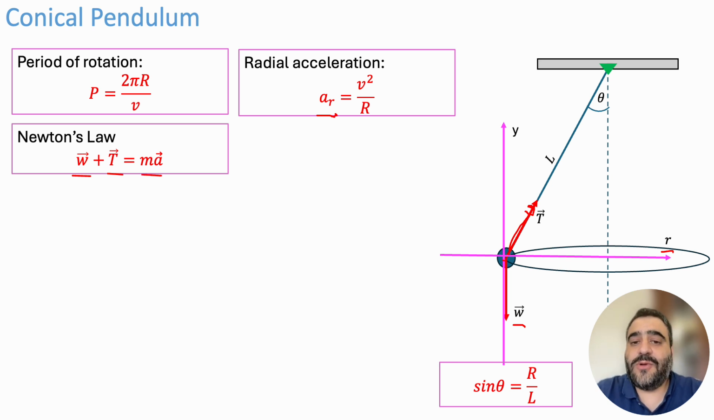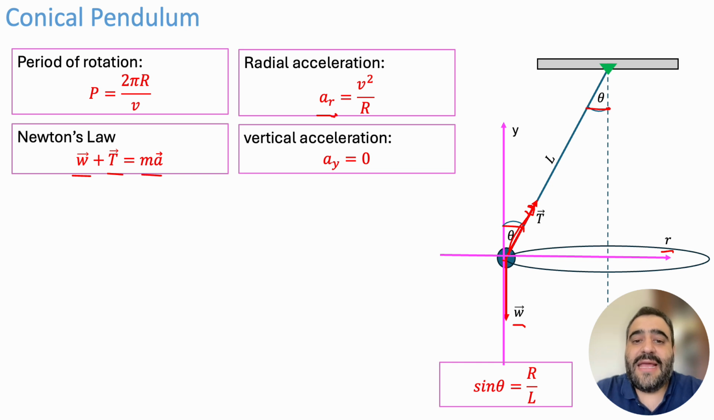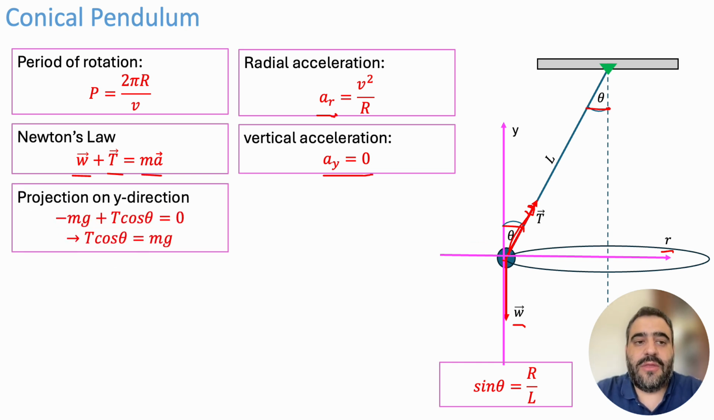These are vectors, so I need to project them. Before we project them, let's notice one thing: the angle that the string makes with the vertical is the same as the angle the string makes with the y-axis. Well, the y-axis is the vertical direction, so this angle is also theta here. Another thing that we notice is that for the radius to stay constant, there should be no motion on the y-axis. So the acceleration in the vertical direction has to be 0. So a_y is 0.